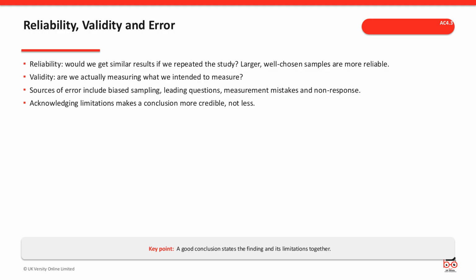Two words you'll want in your conclusions are reliability and validity. Reliability asks whether you'd get similar results if you repeated the study, and larger, well-chosen samples are more reliable. Validity asks whether you're actually measuring what you set out to measure. Sources of error include biased sampling, leading questions, measurement mistakes, and non-response. And here's the reassuring part. Acknowledging your limitations makes a conclusion more credible, not less, because a good conclusion states its finding and its limitations together.